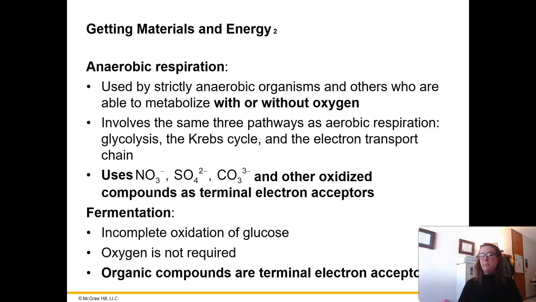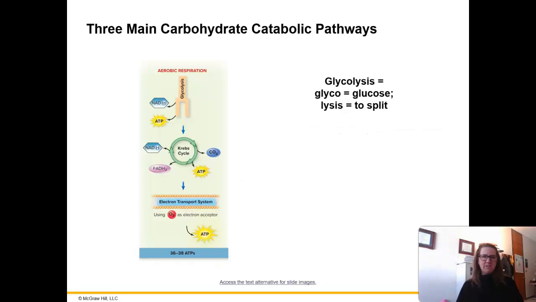And then the last one was fermentation. So complete oxidation of glucose, but no oxygen is required. Oxidation essentially means we're going to go through those processes, but we're just going to go through glycolysis. Remember, no Krebs cycle, no electron transport chain, and some other organic compound is going to be the final receptor. It is not going to be anything with oxygen in it, which kind of makes sense. Low oxygen, low ATP.